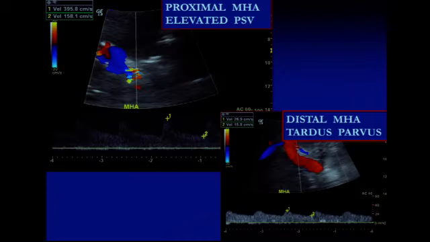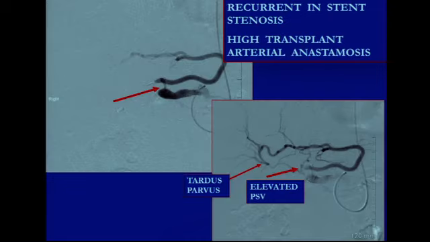Here's an example of a patient whose main hepatic artery shows an expected normal waveform with sharp upstroke and good continuous diastolic flow, but this is probably the hepatic artery of the recipient, not the donor. When we look inside the liver at that patient's hepatic artery, we have a tardus parvus waveform. So that's indirect evidence that between the proximal and the distal waveform sites, there probably is a significant stenosis.